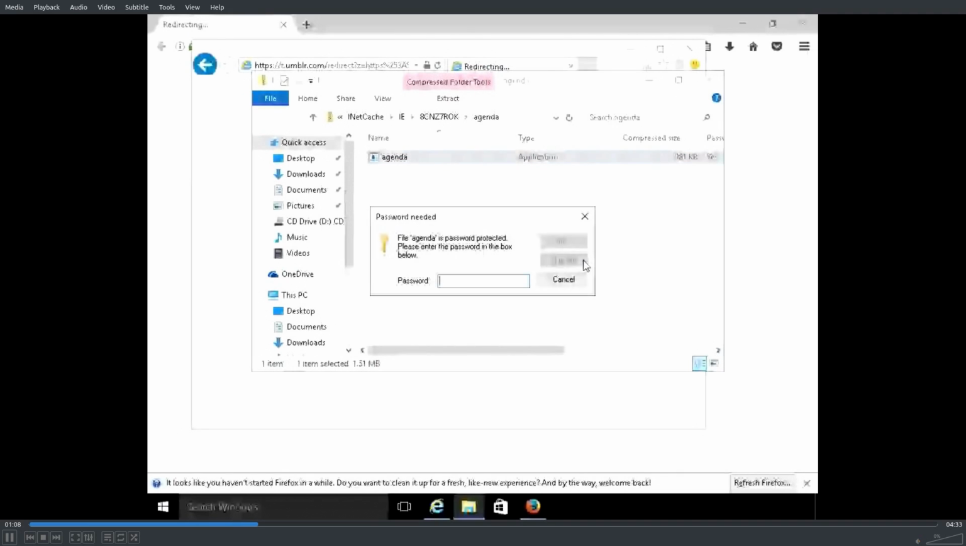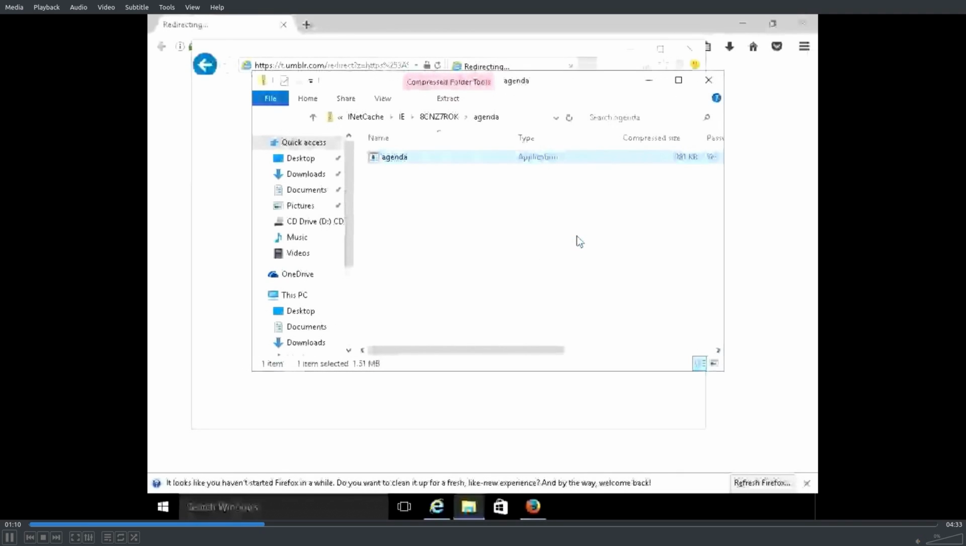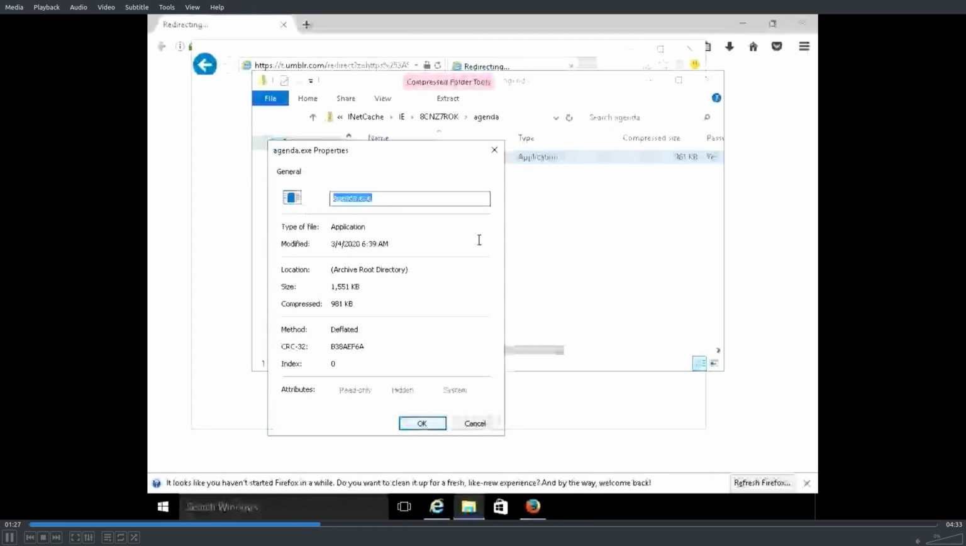So weirdly, the password couldn't be typed from the number pad, but from the top row on the keyboard. Yeah, 123 seemingly does nothing. Blink and you miss it. So the agenda was actually an executable file, not a zip file, and confirming by right-clicking that it was an application.